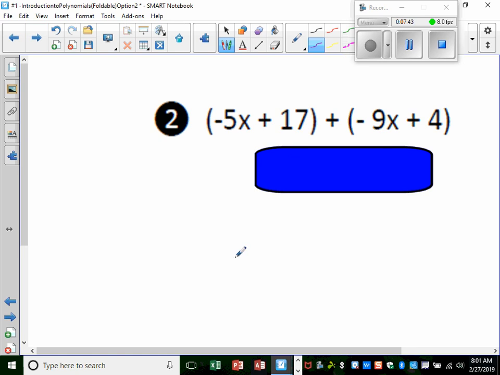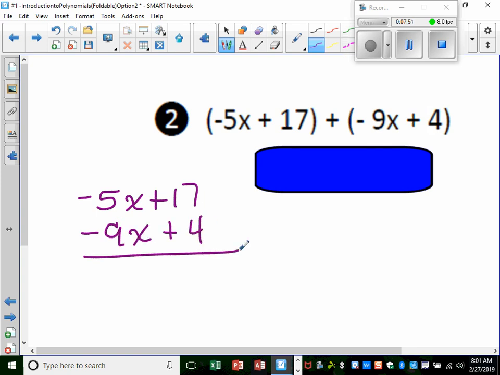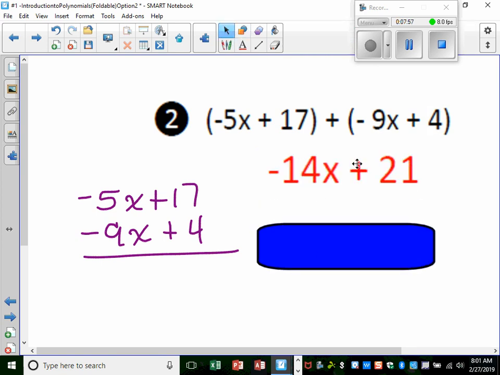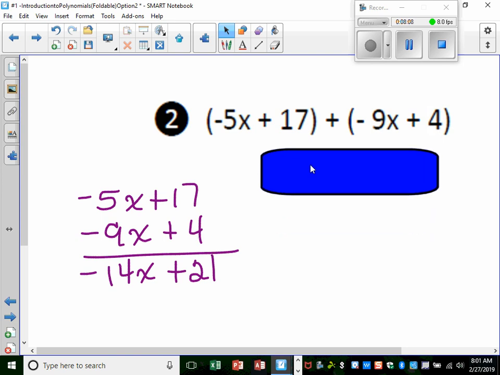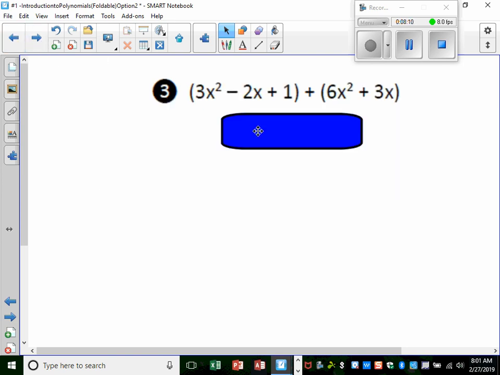Same thing here. You could take this -5x plus 17 and the -9x plus 4, and you could write it that way. Okay? So I want you to know that option is there. So that gives you a total of -14x plus 21. Okay. All right, moving on. Again, this is not new.